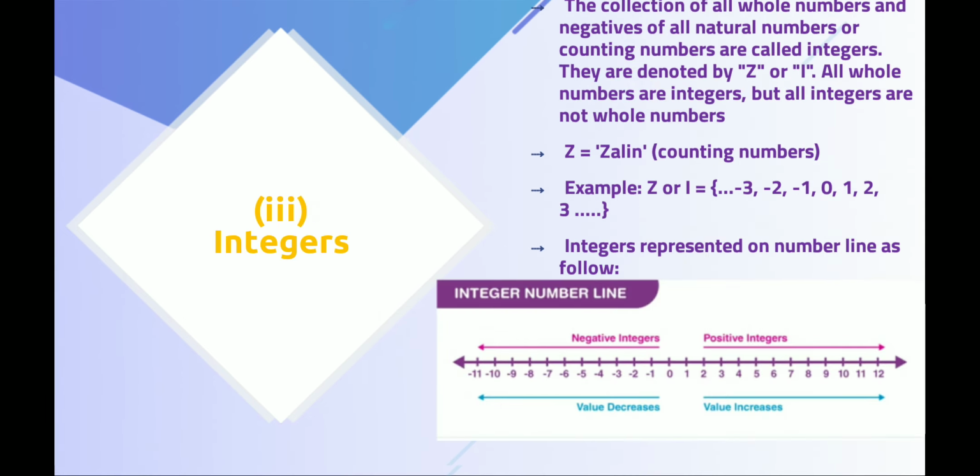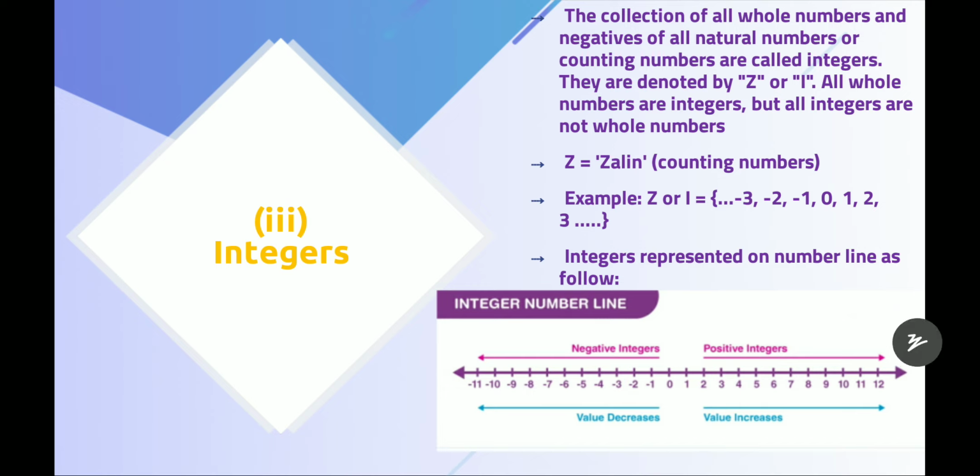Next type of numbers are integers. Integers means the collection of all whole numbers and negatives of all natural numbers or counting numbers are called integers. If we see here 0, if we take 0 also, can we take the negative of 0?